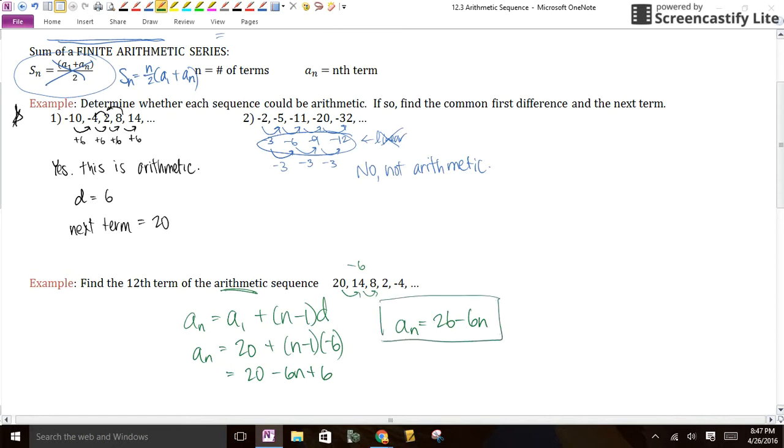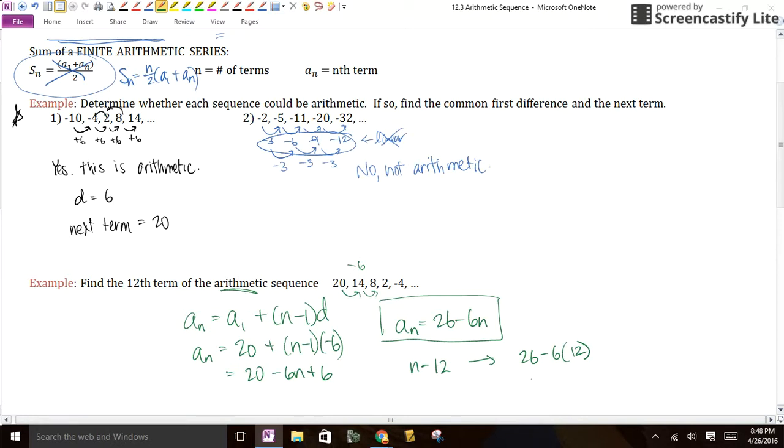That formula will get you any term, not just the 12th term or the 10th term. You'll find any term you want as long as you tell me what n is. So for this problem, n is 12. So I can tell them that means you're going to take 26 and minus 6 12 times. And so what would that be?